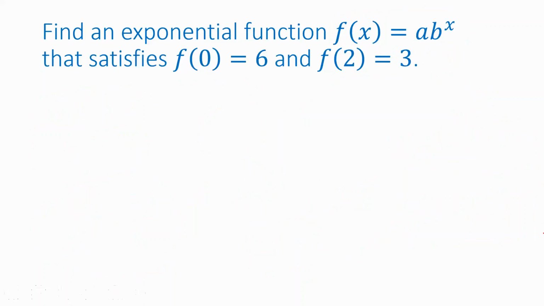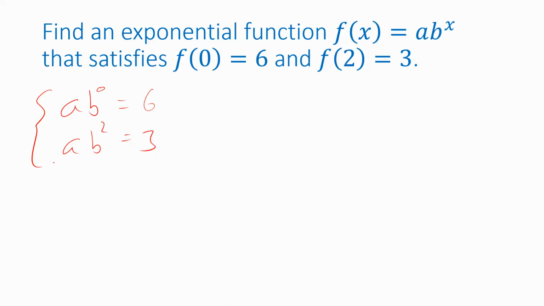Let's look at another example. Find an exponential function that satisfies f of 0 equals 6 and f of 2 equals 3. So let's again plug in these x values into the form a b to the x. a b to the 0 should give me 6, and a b squared should give me 3. This is my system of equations to solve.